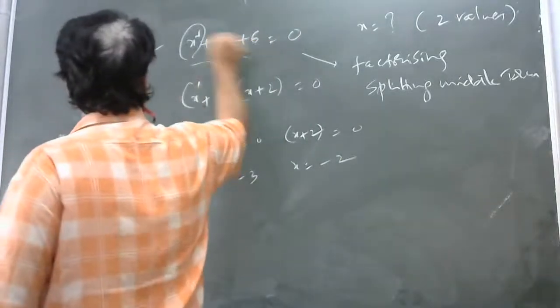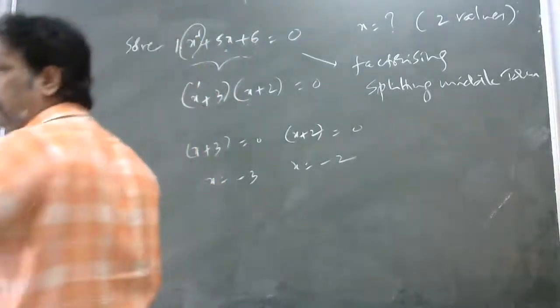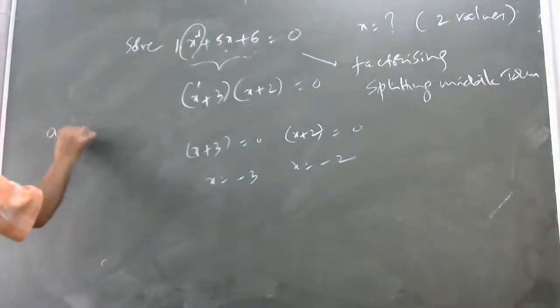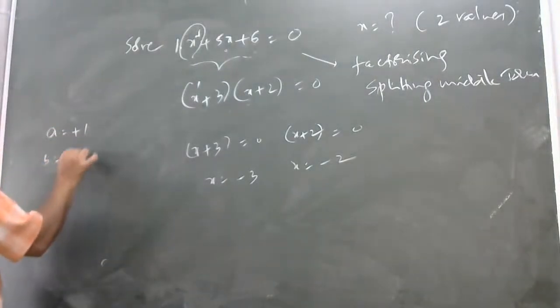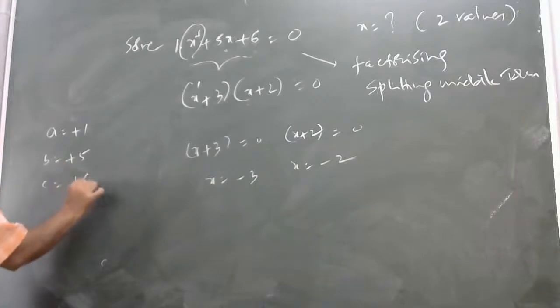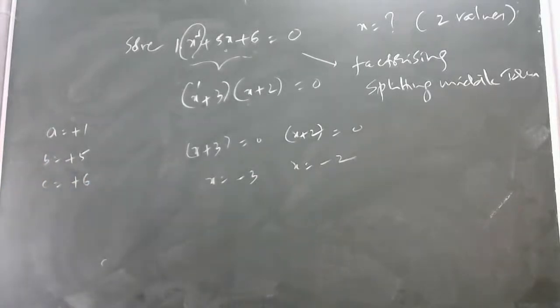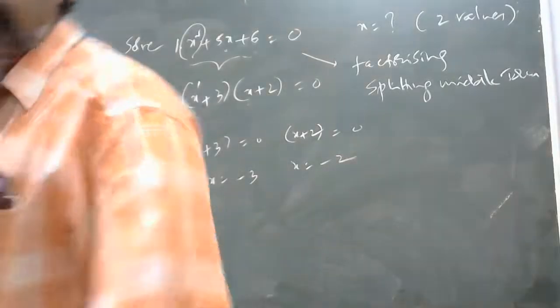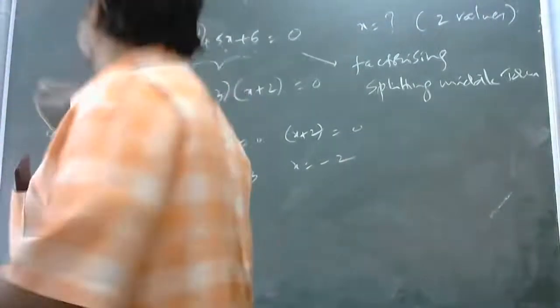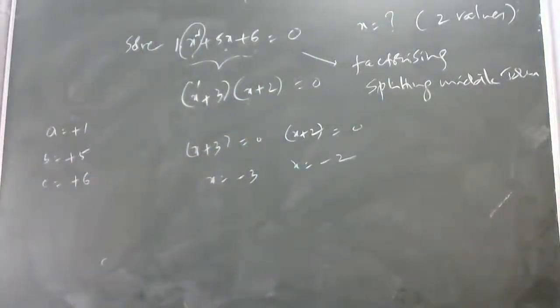So here is C, here is A. Already you know it. A is the coefficient of x square, no? A is equal to plus 1, B is equal to plus 5, C is equal to plus 6. I take them as symbols. Are you clear? A is equal to plus 1, B is equal to plus 5, C is equal to plus 6. I will take A into C.